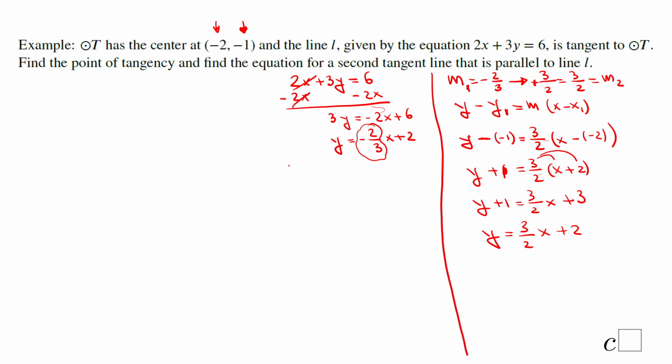So how do we find that radius now? We need to find the intersection between these two lines. Line L, y equals -2/3x plus 2, and the one we found out, y equals 3/2x plus 2.